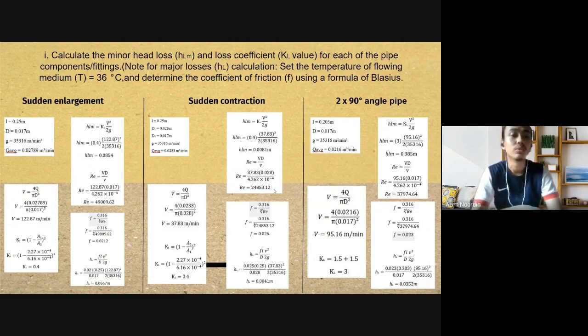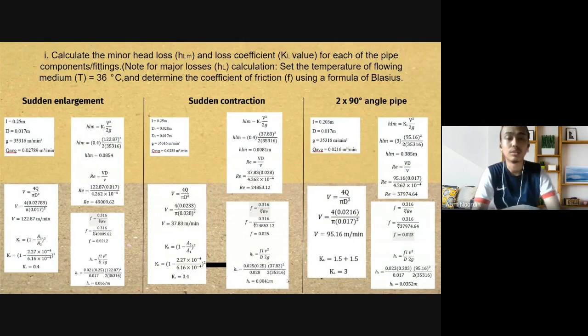And then we go for the Reynolds number. We get 24,853. We substitute it in the F formula, which is the coefficient of friction. And then lastly, we substitute the information from the Blasius formula into the HL formula for major losses.